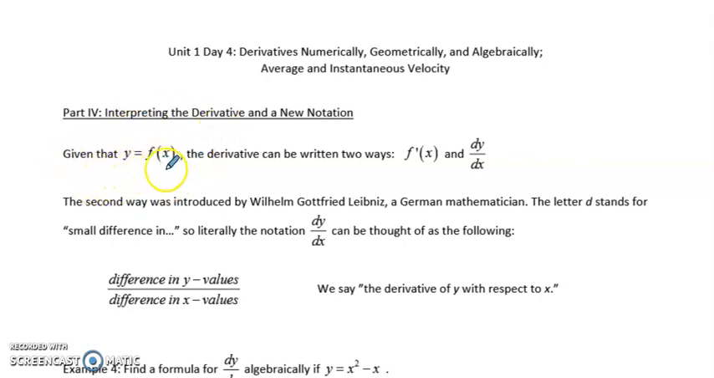Given that y equals f of x is our function, we can write the derivative as f prime of x and as dy dx. And let me tell you where dy dx comes from. It's actually written right down below. This is, by the way, called Leibniz notation, after a German mathematician from a few hundred years ago. The letter d stands for a small difference in, and it actually comes from delta, which means change.